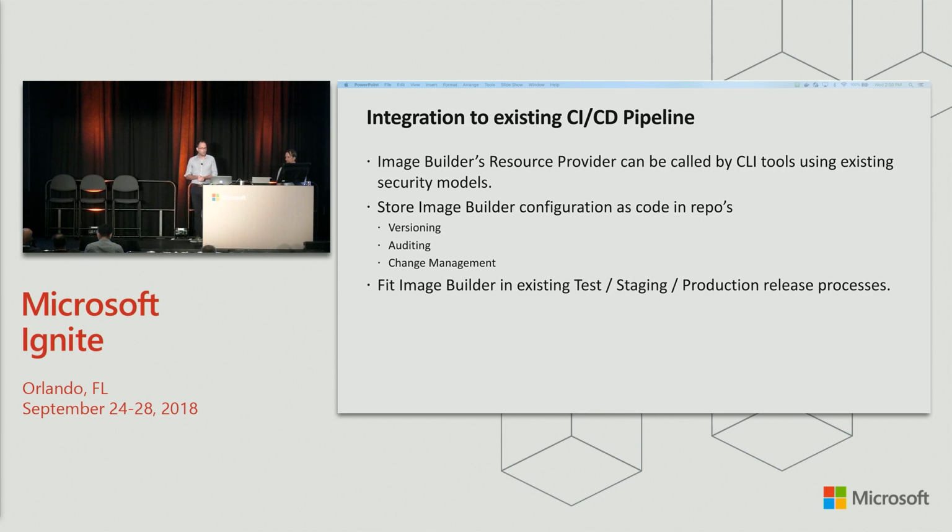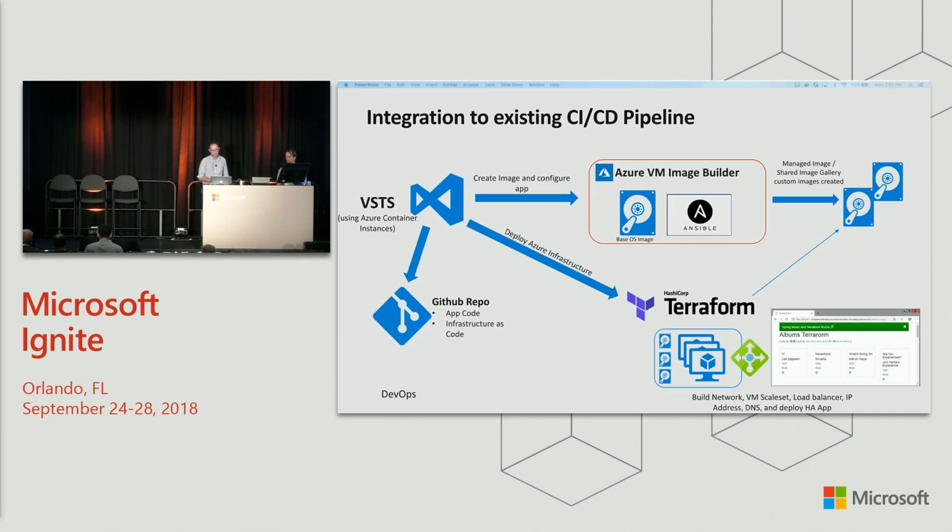The other beauty is that the templates that are created for the image builder, I can just store them as code in a GitHub repository. So automatically I get versioning, I get auditing, and I get change management. These are some nice things that let you control and see what's being changed in your system. So, going forward, how can I integrate into an existing pipeline?